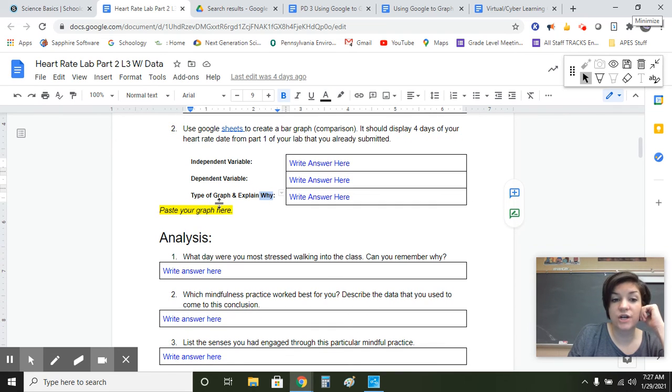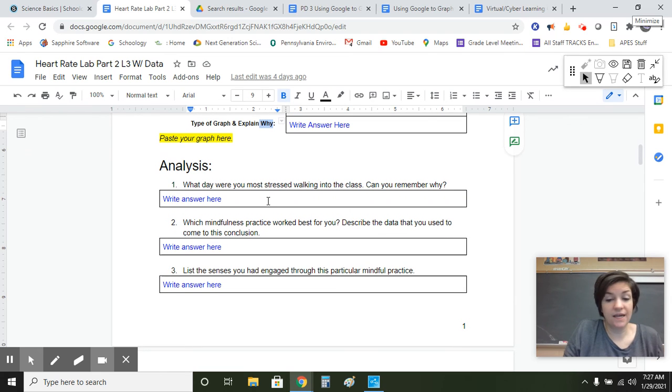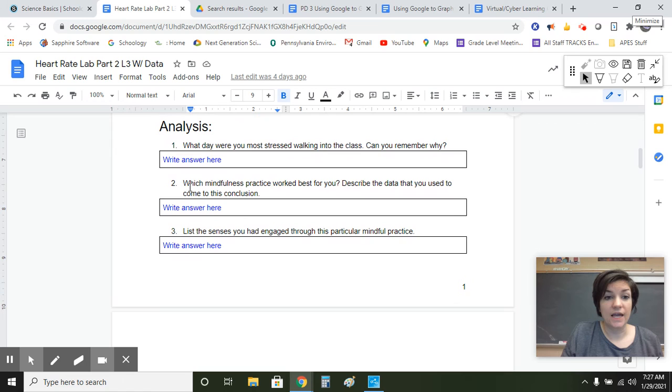You paste your finished graph here, and then it says, what day were you most stressed walking into class? Can you remember why? And you can look at your first data, and you can look at which one increased your heart rate or which one was your heart rate higher than normal, and then tell me if you remember why. Did you have a test? Did you fight with your parents before you came to school? What's the deal there?